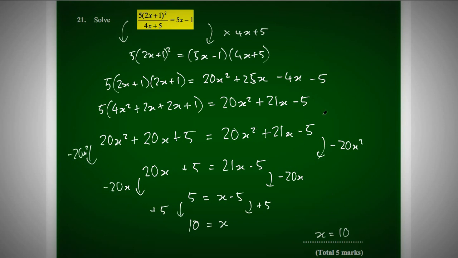Of course, I can check that that works by putting this back into here. That would be 5 times by (2 times 10 plus 1) is 21 squared over 45 equals 5x is 10 is 50 minus 1. And just check that that works. 21 squared times by 5 divided by 45 is 49. So it does work.